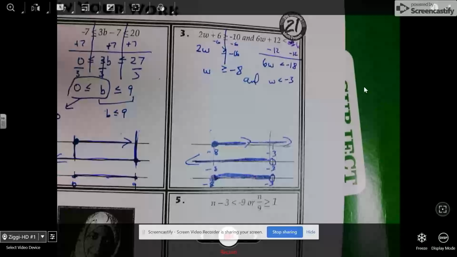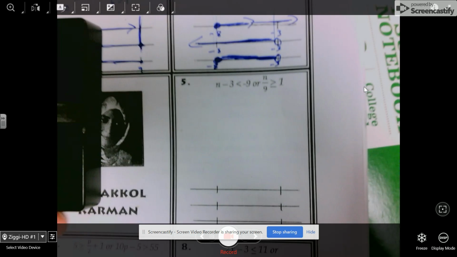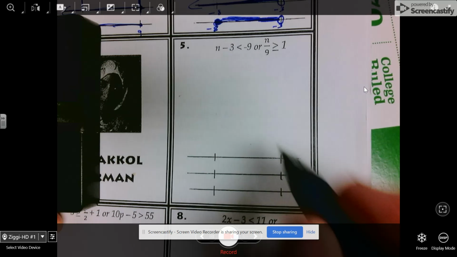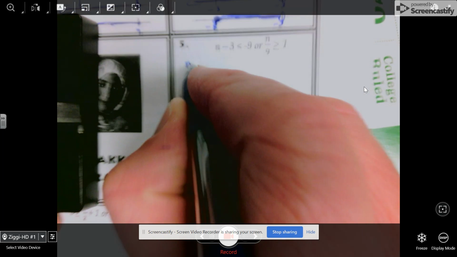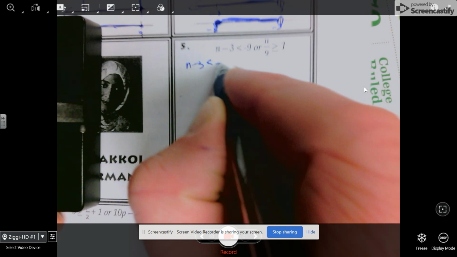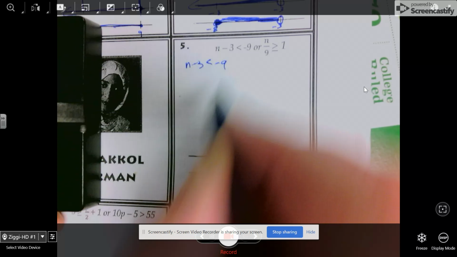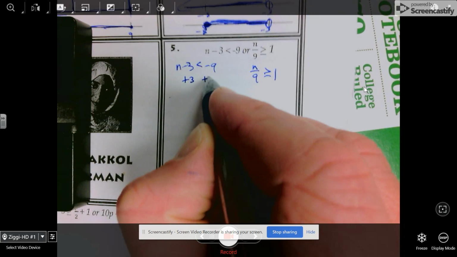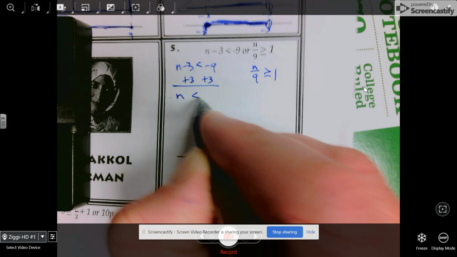Okay, let's jump over and do an OR with a fraction. So n minus 3 is less than negative 9, or n divided by 9 is greater than or equal to 1. Now these fraction equations are still getting some of you. You need to figure this out. I'm going to solve this one by adding 3. N is less than negative 6. Now here I am dividing by 9, so I'm going to multiply by 9. When I multiply by 9, I don't get 9n. I just get n.